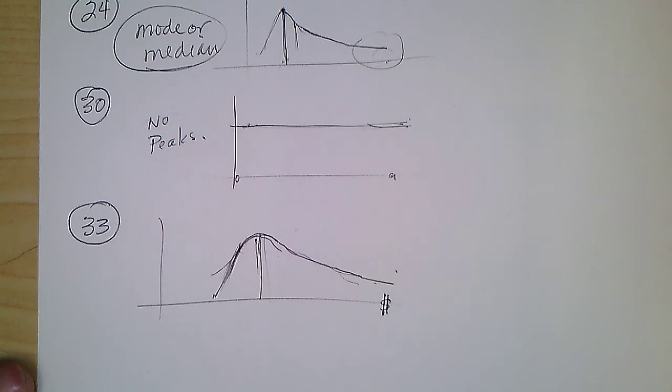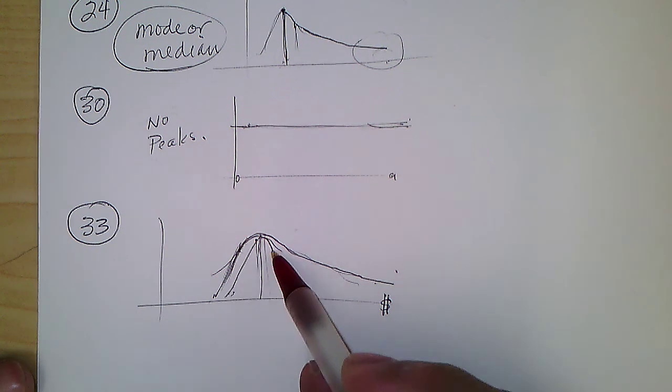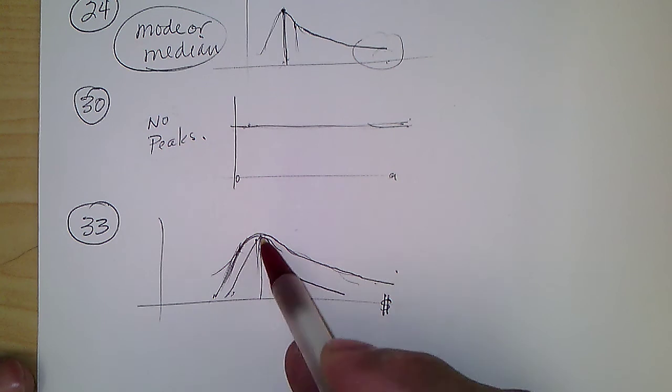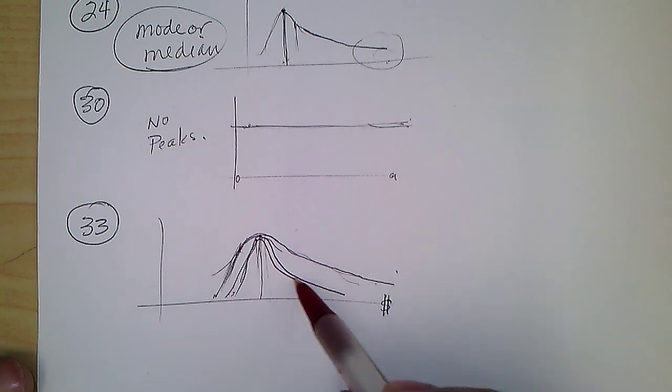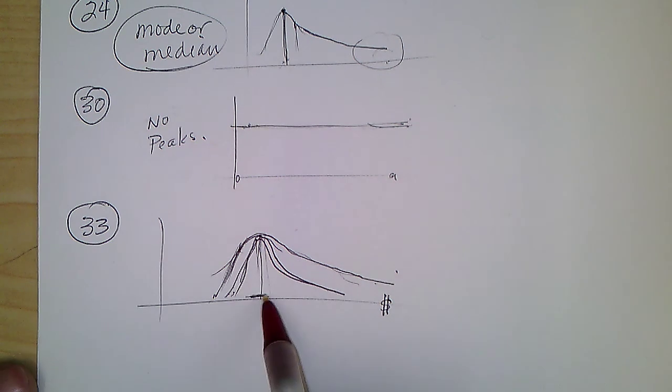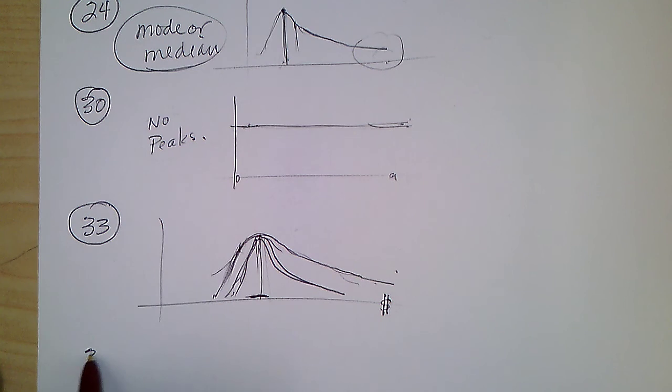I answered that one, and for the variation, it would probably be not a lot of variation. There'll be a few here and then a few higher prices, but they'll all be pretty much in this similar dollar value. So probably a low variation on that one. And then finally, 39.